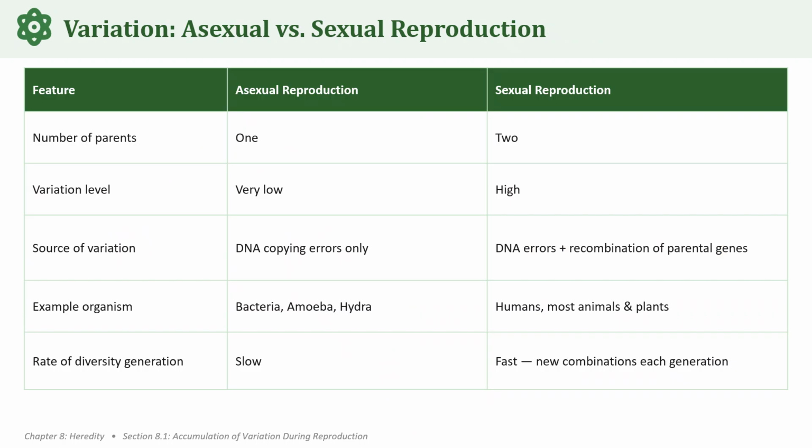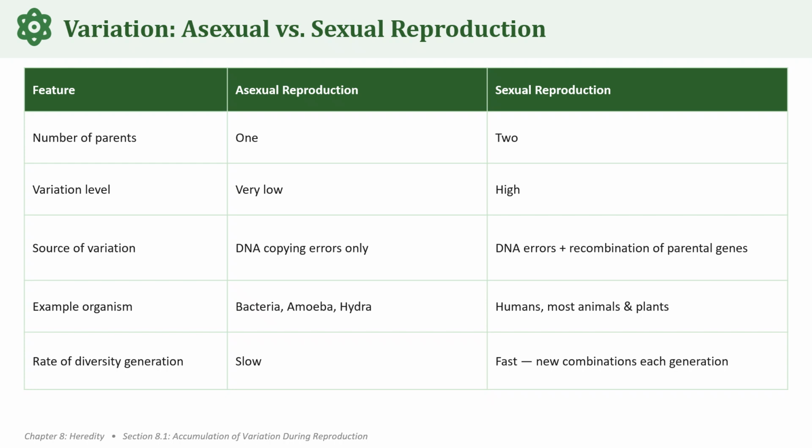So, variation in asexual and sexual reproduction. How to compare it? I have given you the features as well as the asexual reproduction and sexual reproduction points. First, let's talk about the number of parents. The number of parents in asexual reproduction is only one. But in sexual reproduction, a male and a female both are required. That is why two. The variation level in asexual is very low.